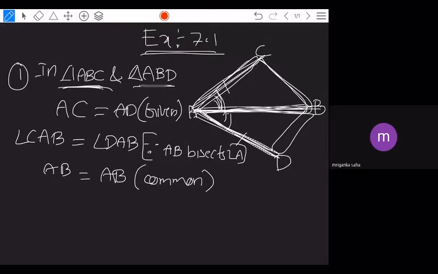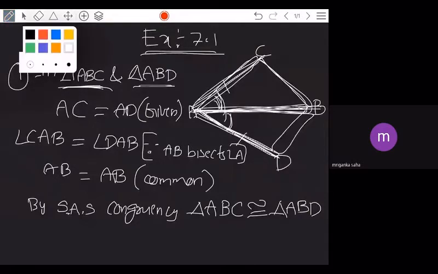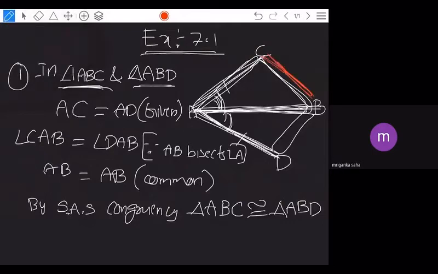So you can say that by SAS congruency, triangle ABC is congruent to triangle ABD. That is only what is asked. And what can you say about BC and BD? That is the question.